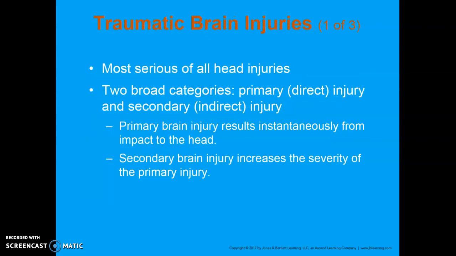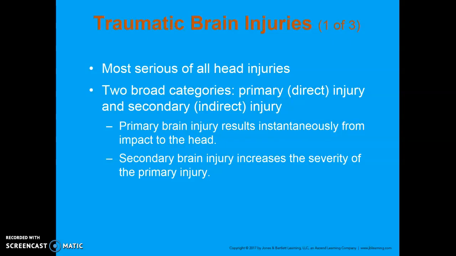Traumatic brain injuries. These are really the most serious of all of them. You're causing direct injury to the brain itself, not to the skull, not to the overlying structures, but legitimately to the brain itself. And so there's two different broad categories. You've got your primary or your direct injury, and then a secondary or indirect injury. Your primary brain injury is the direct result of the impact to the head. So that insulting injury is straight to the brain itself.